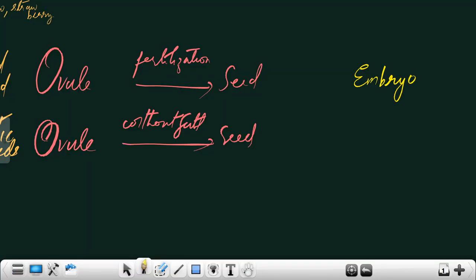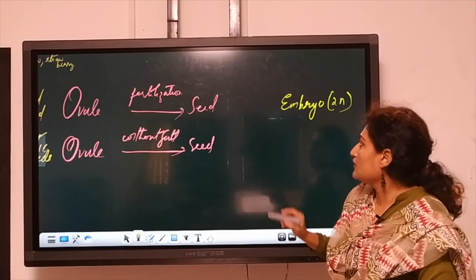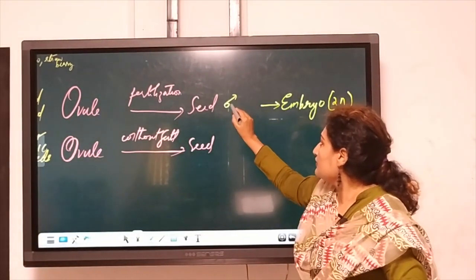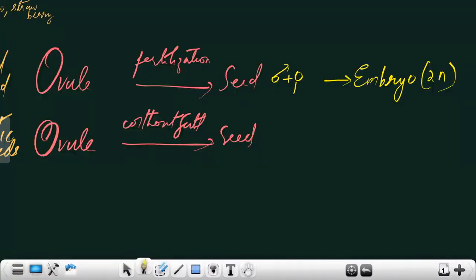And we know the ploidy or chromosome number of the embryo is diploid. So I'm writing 2n. How did we get this embryo? Because the male gamete fused with the female gamete. When the male gamete fuses with the female gamete, n plus n gives 2n. We have an embryo which is 2n.